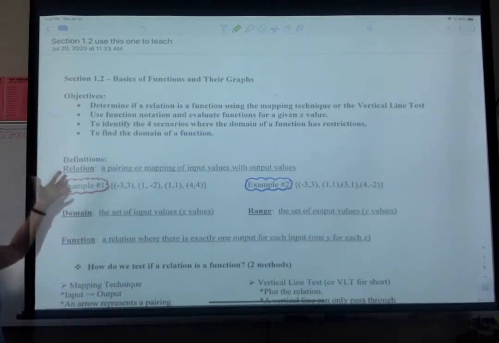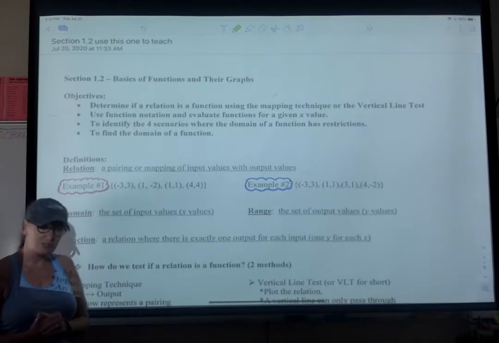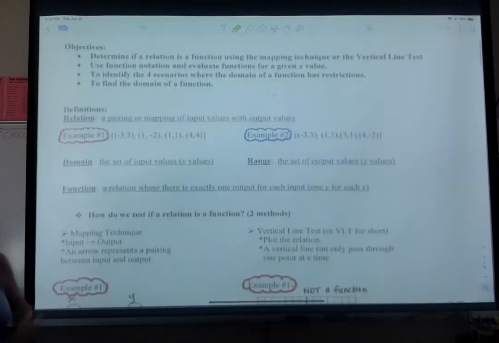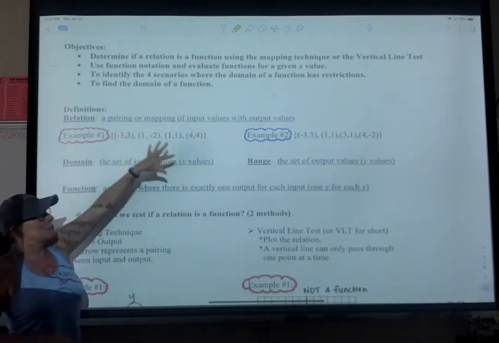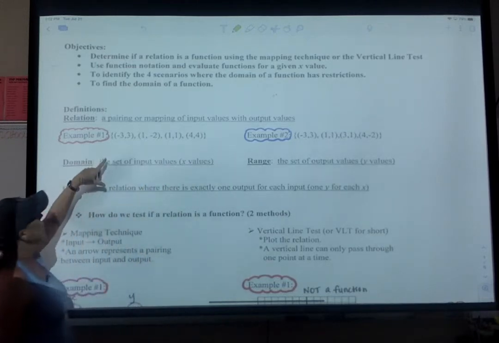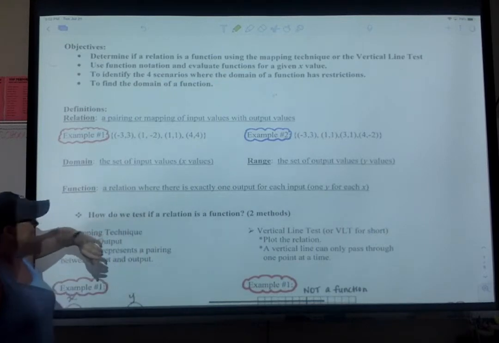We're going to look at functions, domain, and range. I could teach you something brand new called interval notation, but what we'll first do here is just a quick review of domain and range. So we've got two examples of four ordered pairs. It's just a relation. We don't even know if it's a function yet.